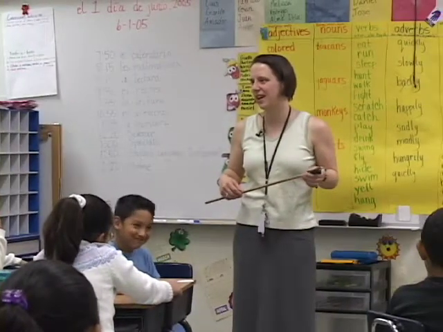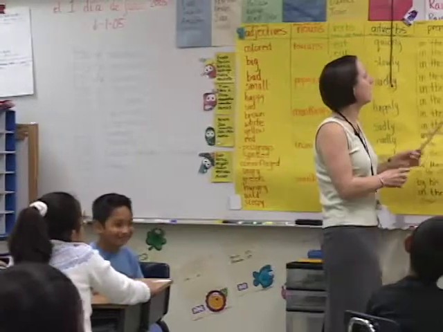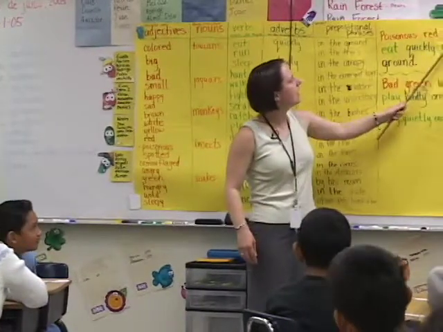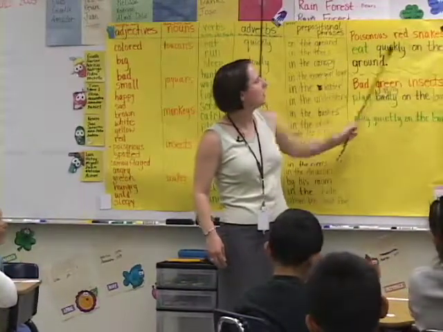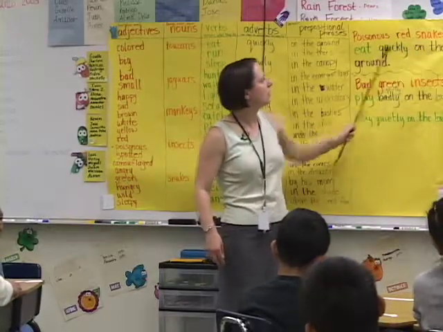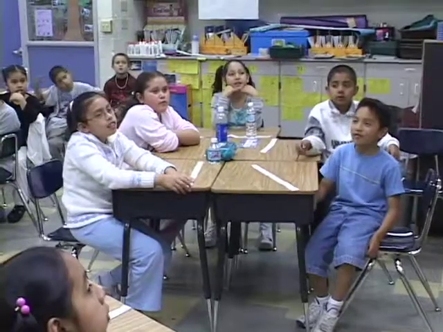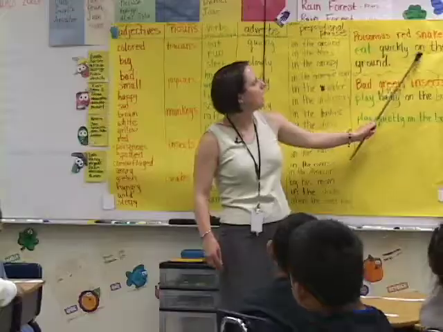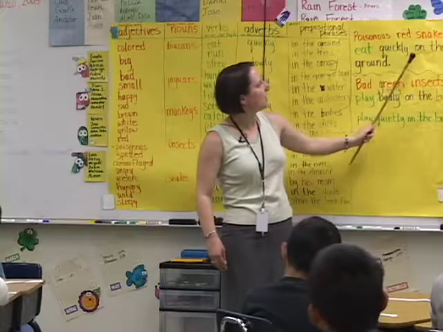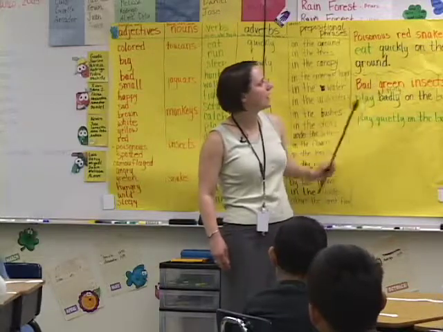Okay, but not that fast, right? Okay, so we go like this. Poisonous red snakes eat quickly on the ground, quickly on the ground. Poisonous red snakes eat quickly on the ground, quickly on the ground.